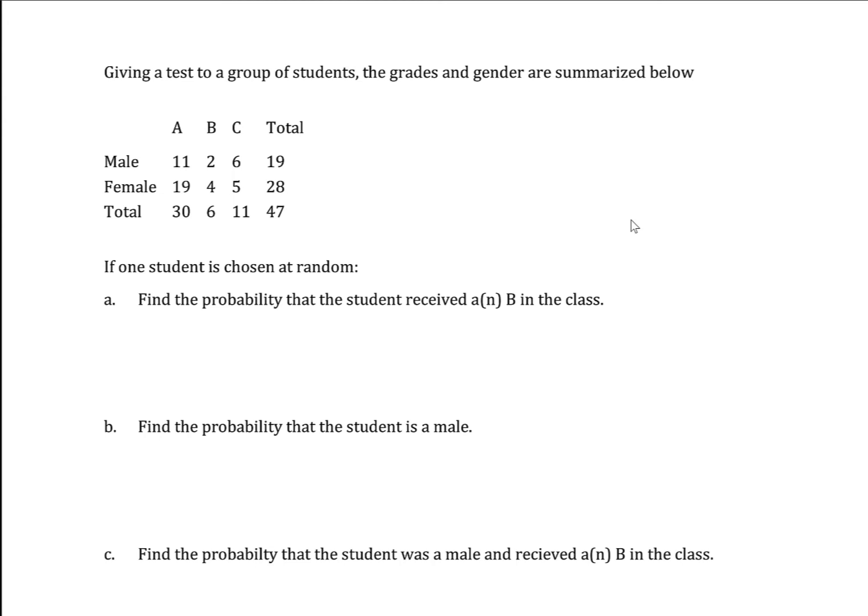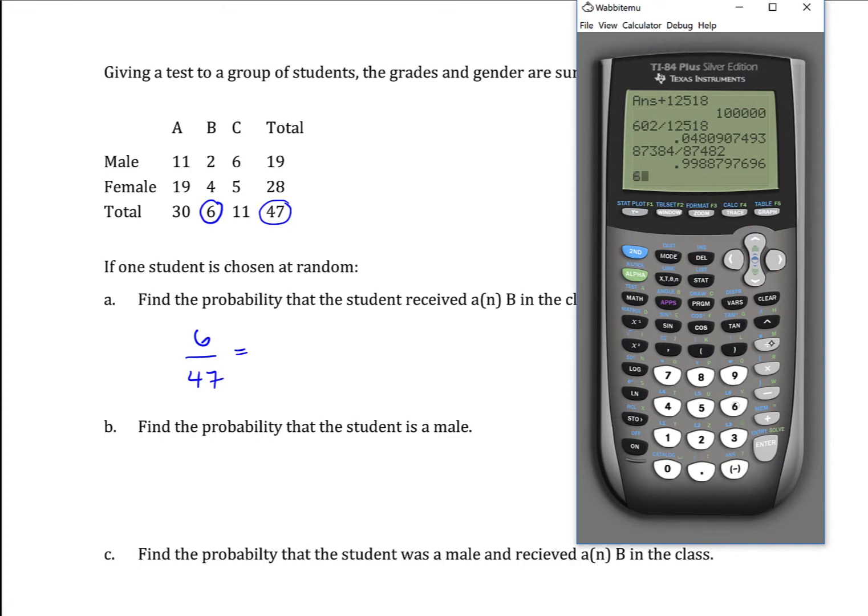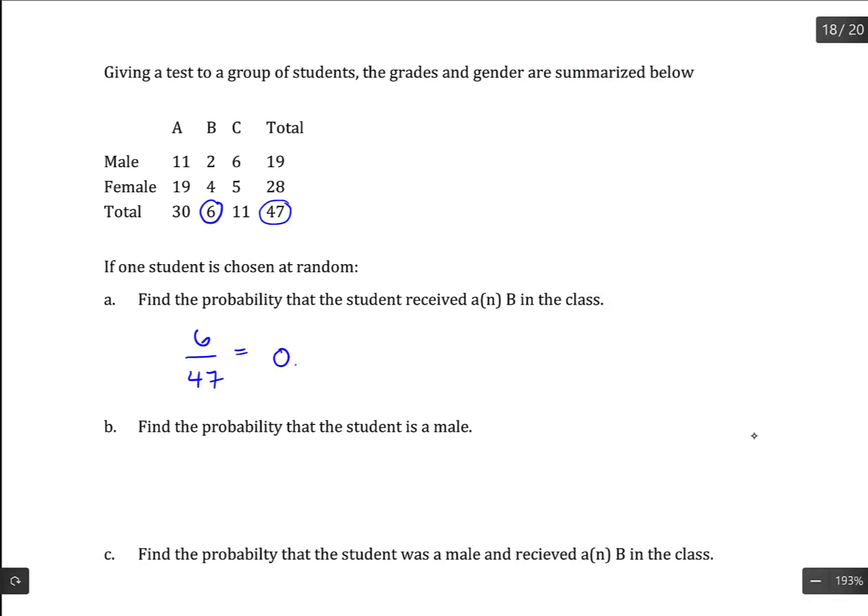Giving a test to a group of students, the grades and gender are summarized below. If one student is chosen at random, find the probability that the student received a B in the class. All right, so the total number of students that received a B is 6, and the total number of students in the class is 47. So the probability that a student received a B is 6 over 47. So that's 0.128.